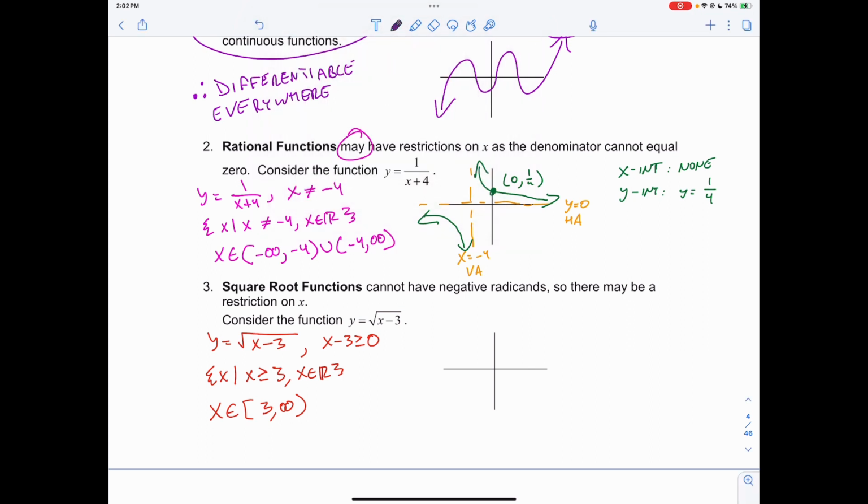In this case, the x-intercept is going to occur when x is equal to 3. The y-intercept does not actually exist because of that restricted domain where x has to be greater than or equal to 3, which means that x can't equal 0, so there would be no y-intercept. And I'm going to get a graph that looks something like this.